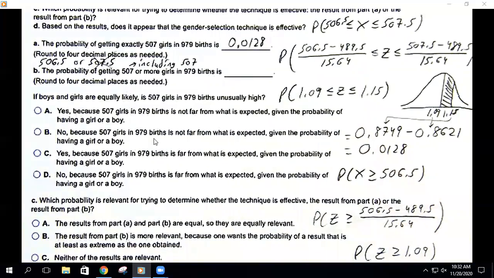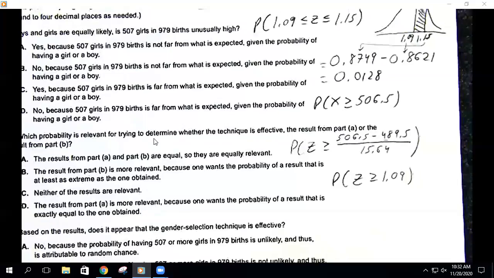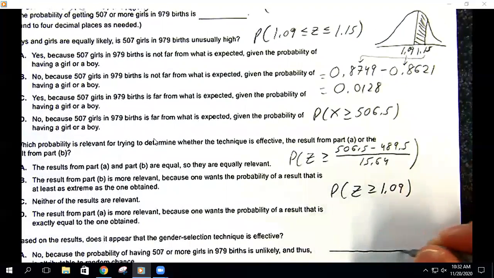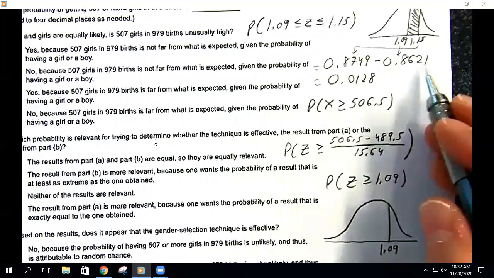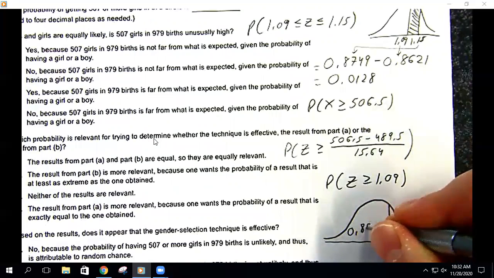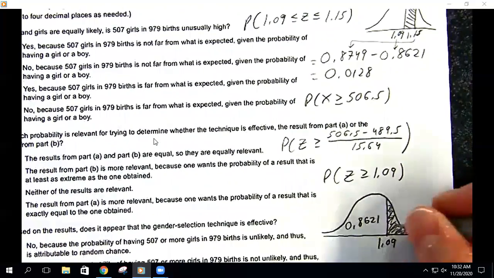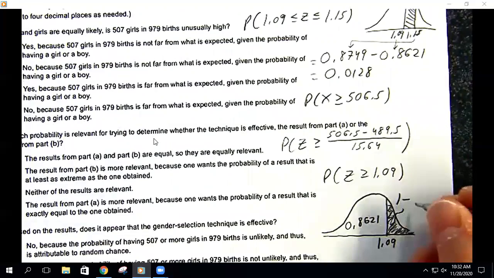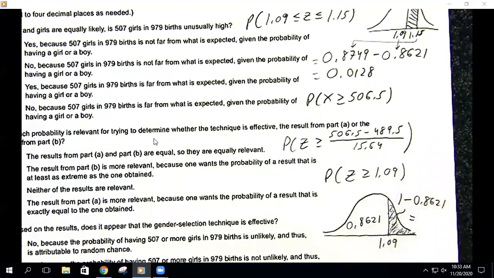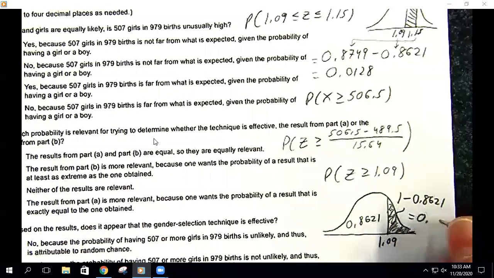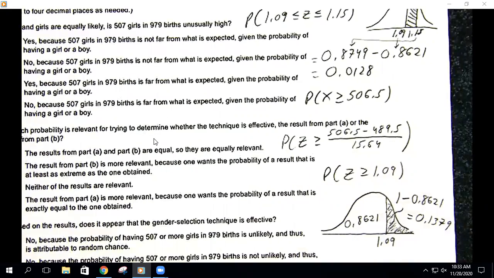But we can use the fact that we already calculated the z-score to be 1.09 above. And in fact, we already know the area for this is 0.8621. So we draw our normal curve. We know the area to the left of 1.09 is 0.8621. We found it earlier. So to find the area to the right of it, we just take 1 minus that 0.8621. And we'll get 0.1379. So that would be the probability of 507 or more girls.